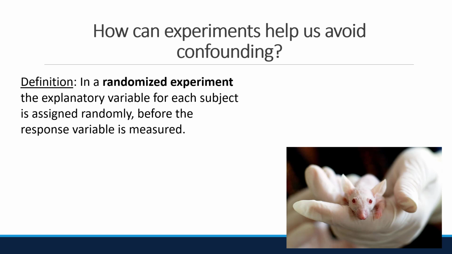To set up a randomized experiment, we can randomly divide the subjects into groups and assign a different treatment to each group. Because the subjects are randomly assigned to treatments, the explanatory variable is not associated with any other variables, and confounding is eliminated.